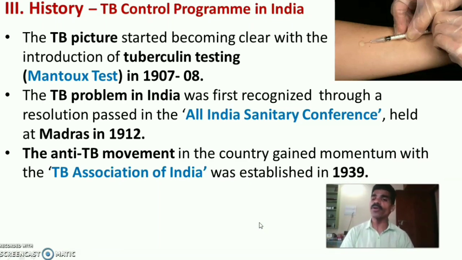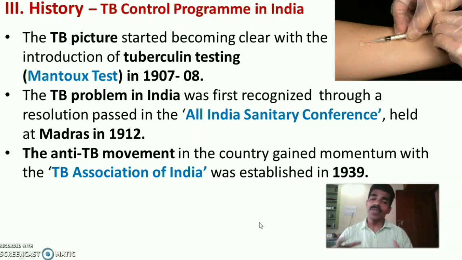Then next is the history of the TB control program in India. The significance of the TB picture started becoming clear with the introduction of tuberculin testing, that is the Mantoux test, in 1907 and 1908. Until then, it was not clear about the TB patients and their statistics.